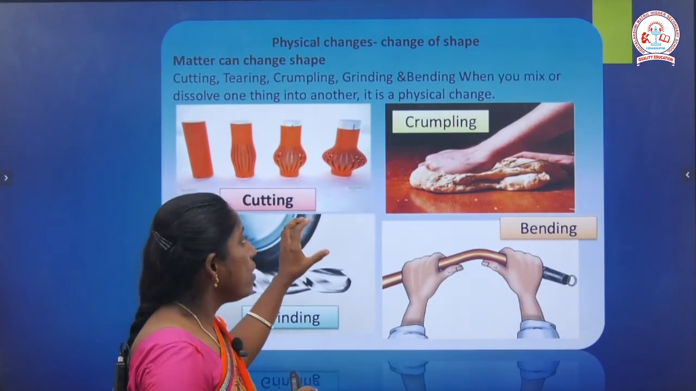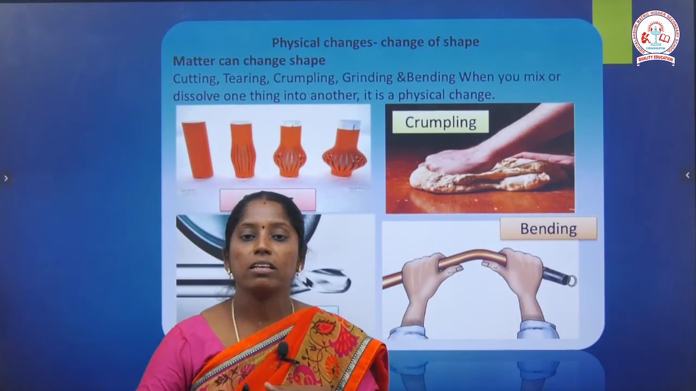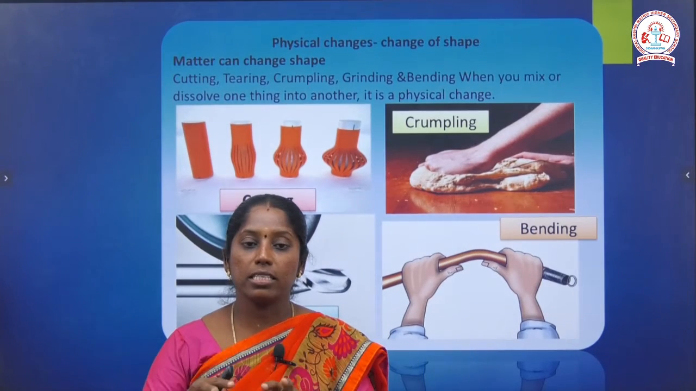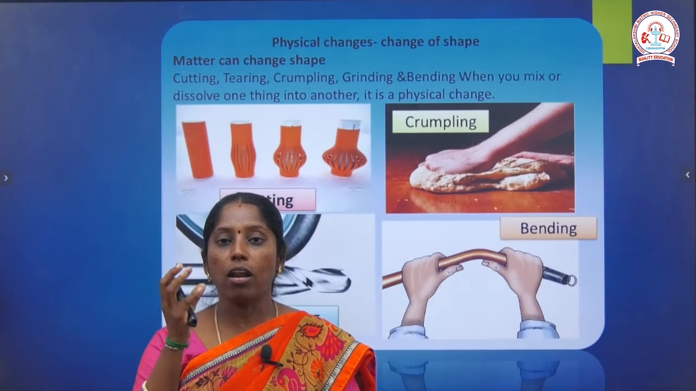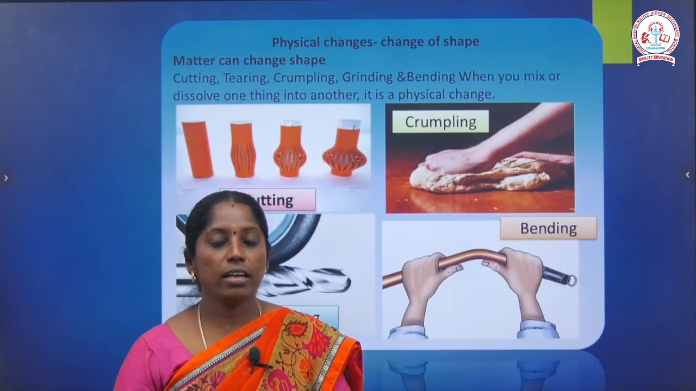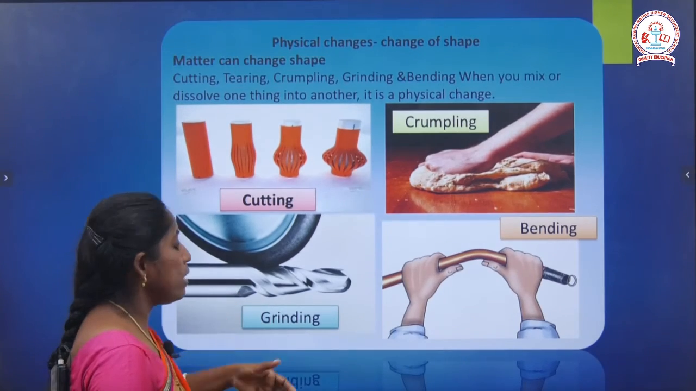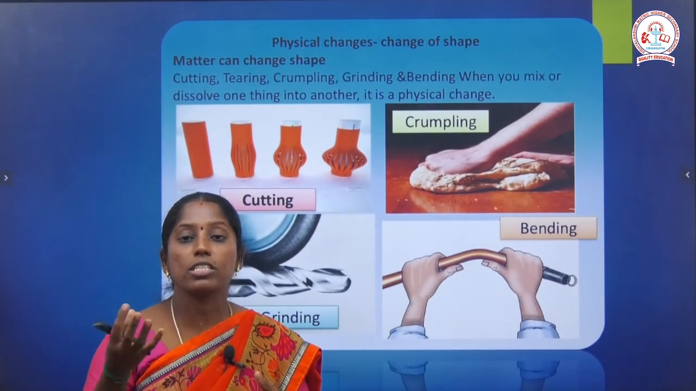Then we can crumple the flour. You knead chapati dough, right? That also is a change that occurs in shape and size. I can make a ball and roll it with a wooden roller to make a chapati. Then grinding, we can grind. We grind flour, rice changes to rice flour.